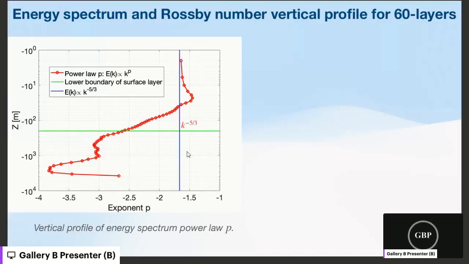So what I'm showing on the horizontal axis is the exponent p in k to the power p. And you can see it ranges from about -3.8 to maybe -1.3. And on the vertical axis, it's just depth. The green line is the top boundary of the linearly stratified region. So what you see is as you move towards the surface, the spectrum converges very nicely to k^-5/3.